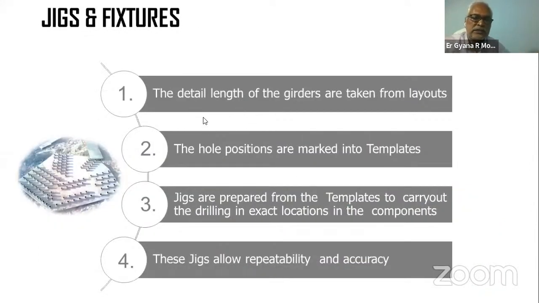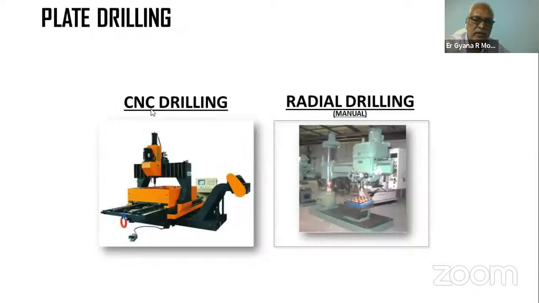So how do you make the jigs? As we had discussed earlier, the detail lengths of the girders are taken on the loft. The hole positions are marked onto the templates. Jigs are prepared from the templates to carry out the drilling at the exact location in the component. The jigs allow repeatability and accuracy. These are the purposes of jigs and templates. First we make the template, then we make the jig, and subsequent fabrication of every gusset is done on the basis of the jig. And templates are kept to be checked intermittently and to be checked by the inspectors.